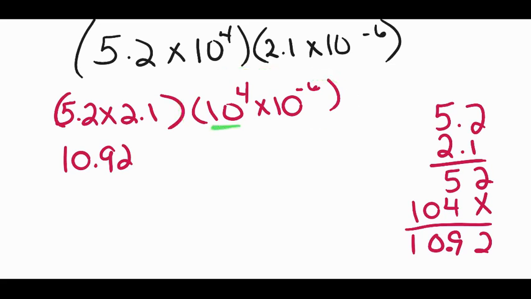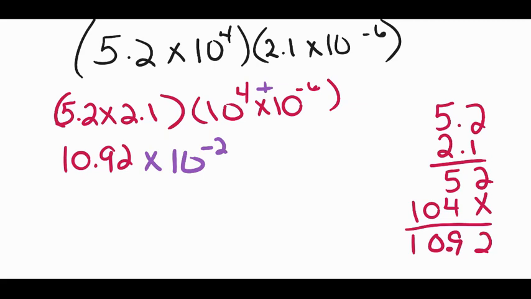Okay? Now we're going to look over here. Remember, these are the same base. We're multiplying with the same base. So the rule for multiplying with the same base is just adding the exponents. And 4 plus negative 6 is negative 2. So this would be 10.92 times 10 to the negative 2 power. But we're not done yet because this answer is not in proper scientific notation.